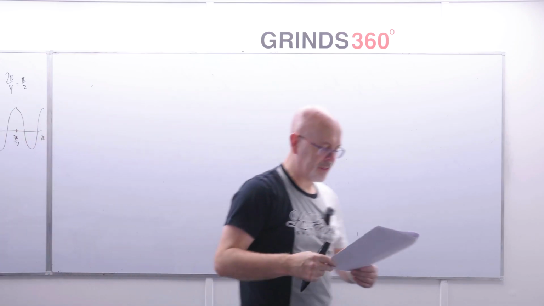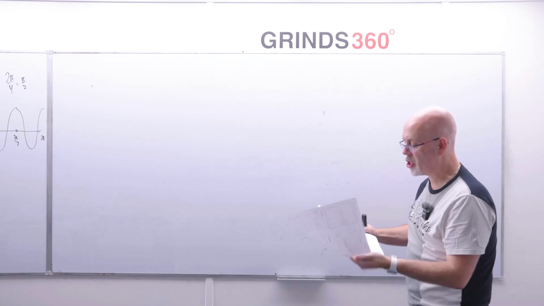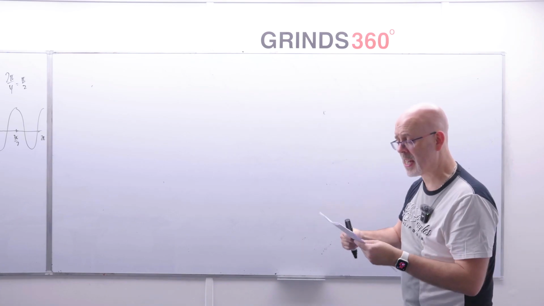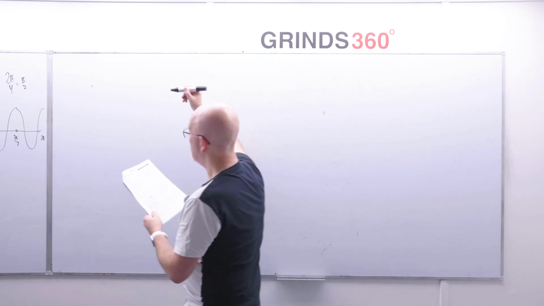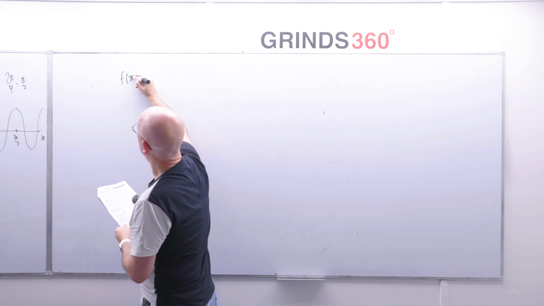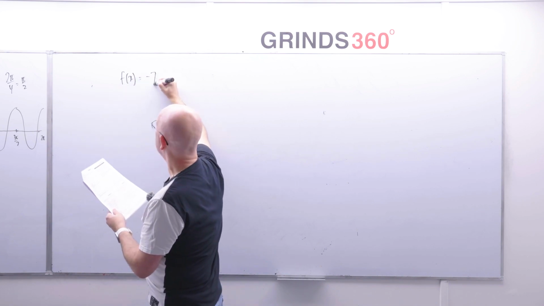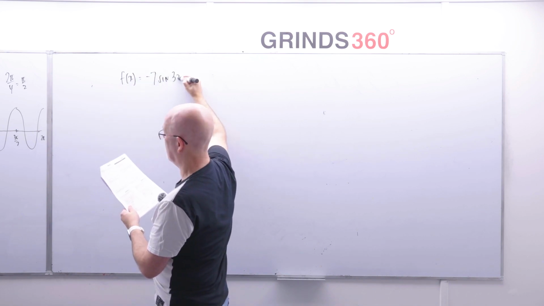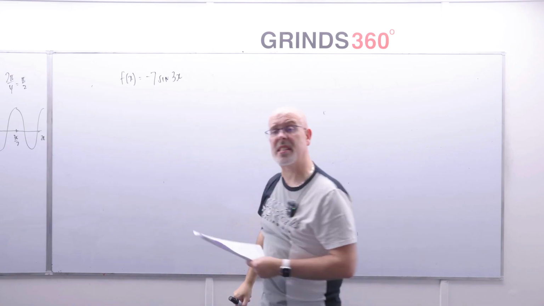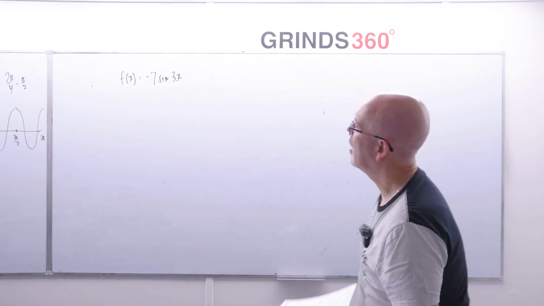So the final two then to finish off the lesson, you can see there on page 203, it says sketch this graph here. So f of x is equal to minus 7 times sine 3x. And this time we're going from 0 to 360 degrees, so we're in degrees this time, okay?